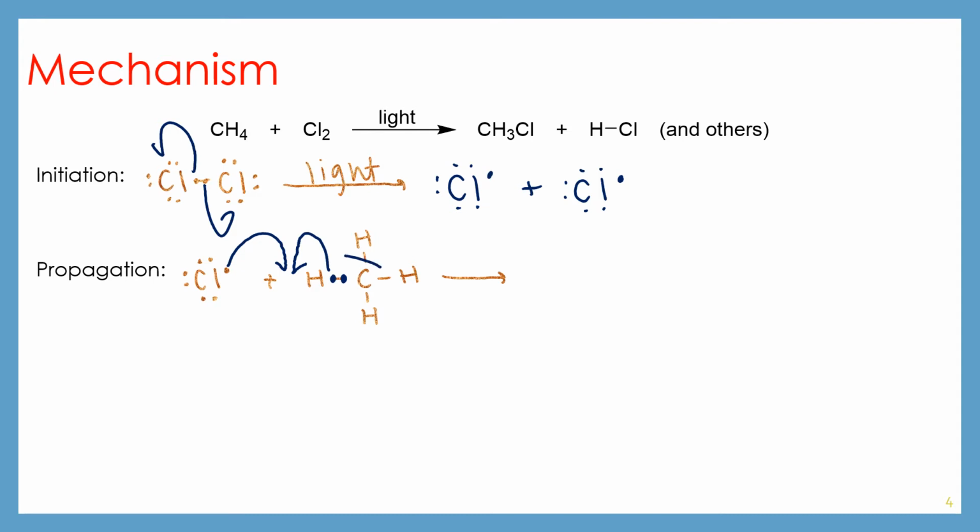And then since we're breaking the bond between carbon and hydrogen, we also have to take the other electron and put it onto the carbon atom. So what this does for us is it creates a molecule of hydrochloric acid, and I'm going to draw it in the Lewis dot form. Instead of drawing a bond here, you can see that there are two electrons involved in that bond. And then we also have our methyl radical.